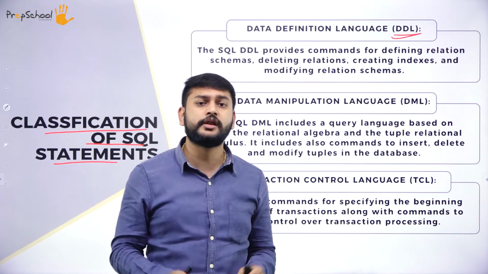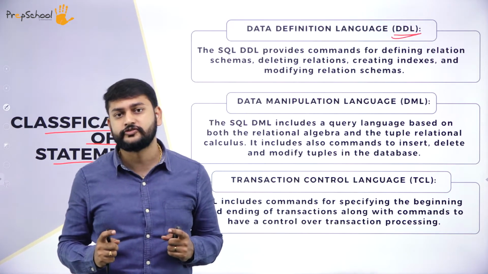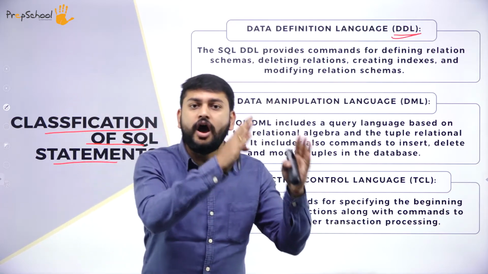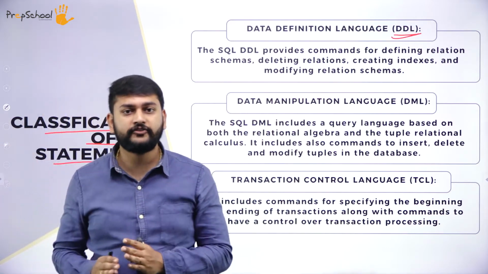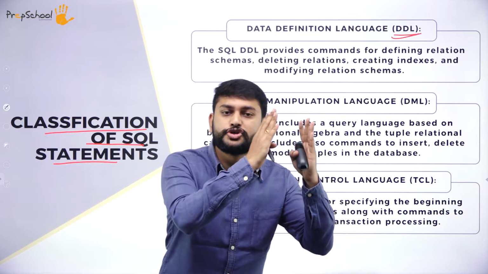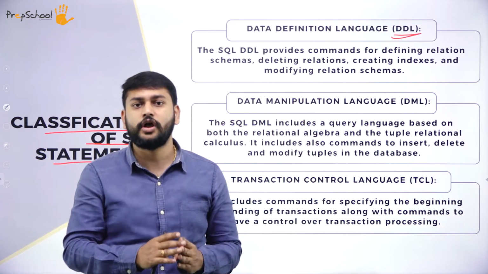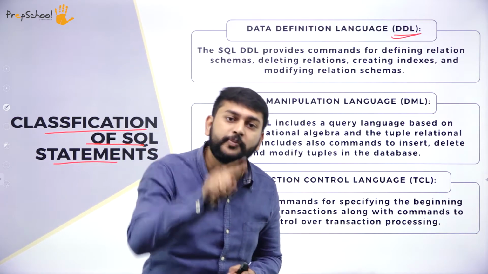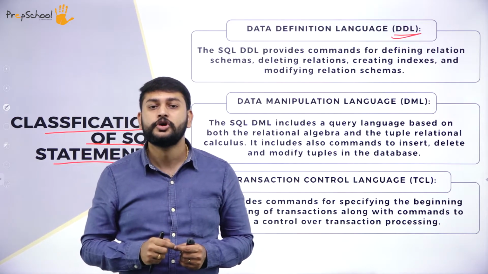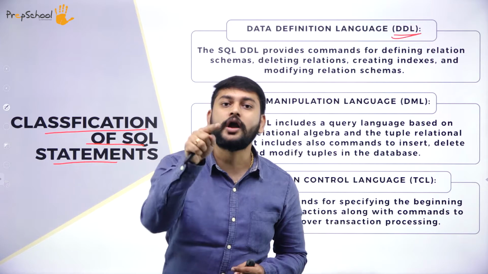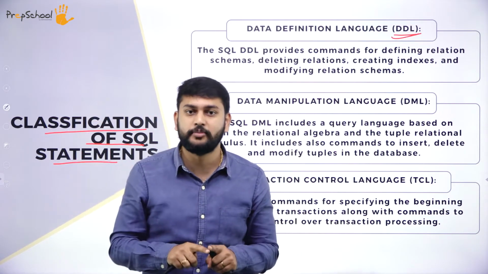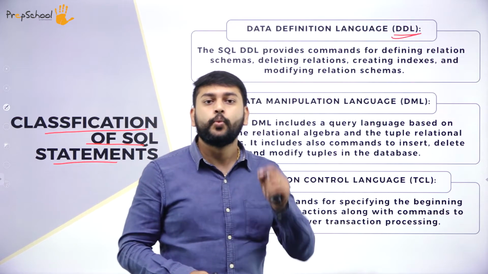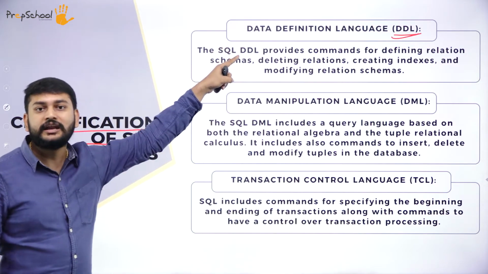Sir, can you explain what exactly is meant by the structure of the table? Listen carefully. Structure of the table means how many columns I should have in my table, what the first column and the second column should be, and what type of data I should store in the first column and in the second column. All these things I will call the structure of the table. That is what I will call a schema. So all these things come under the category of data definition language.